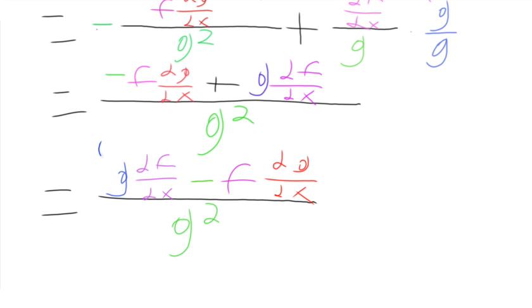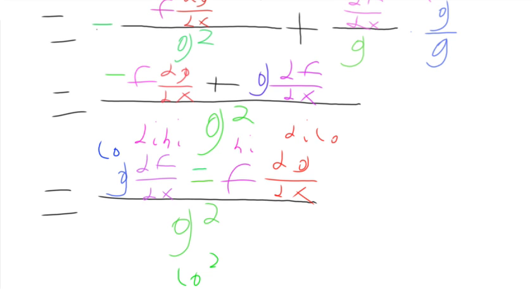The mnemonic is low, d high, minus high, d low, over low squared. That's right. Low d high minus high d low over low squared.